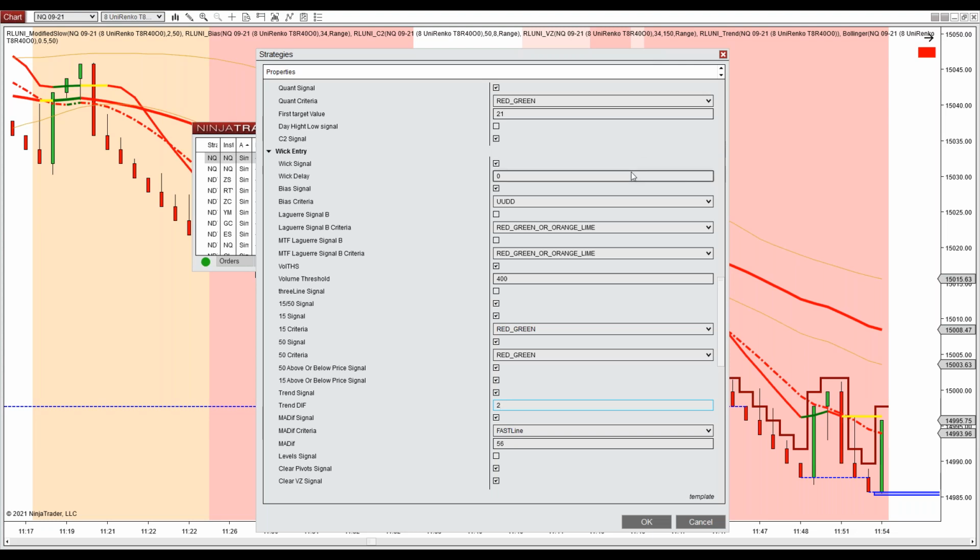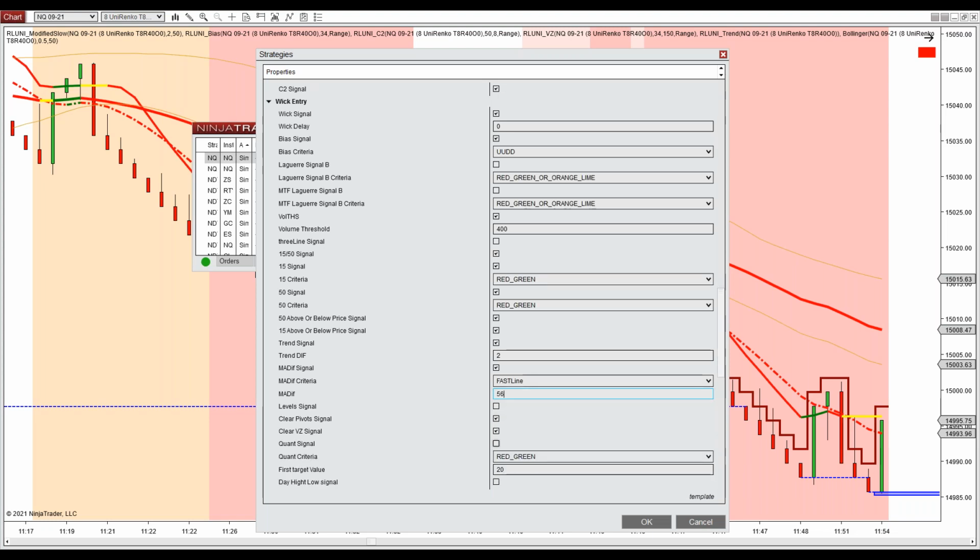Now we have this set, the MA diff at 56 ticks, which if I divide by 4, it's an MA diff of 14 points. And that's good. That's what I told Sergio to make it bigger. We went from 11 to 14. I'm happy with it. Now, clear pivot signal and clear zone signal.